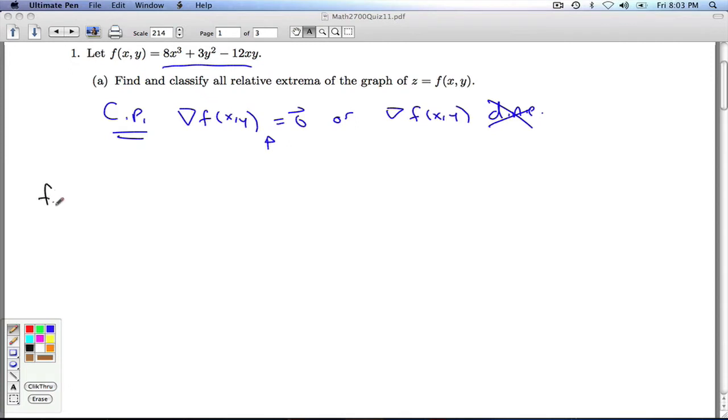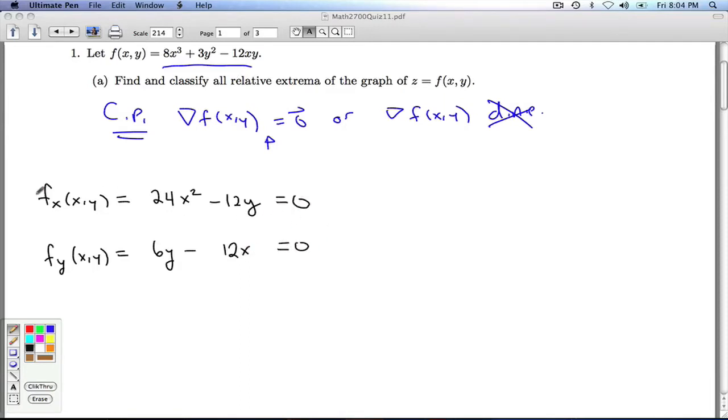fx of xy. Take the derivative with respect to x, treat y as constant. So you're going to get 24x squared, this drops out, minus 12y for fx, and let's look at fy. That's going to drop out. We're going to have 6y minus 12x. And we set this equal to 0, and this sets up a system of simultaneous nonlinear equations.